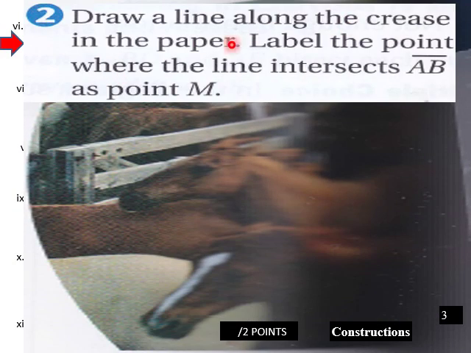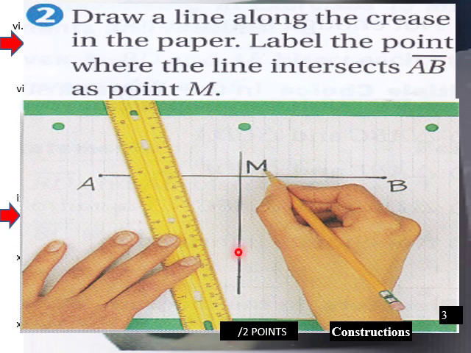Draw a line along the crease in the paper. Label the point where the line intersects line segment AB as point M. So here's point M right here, where this is your crease where you did your fold here of A on top of B.